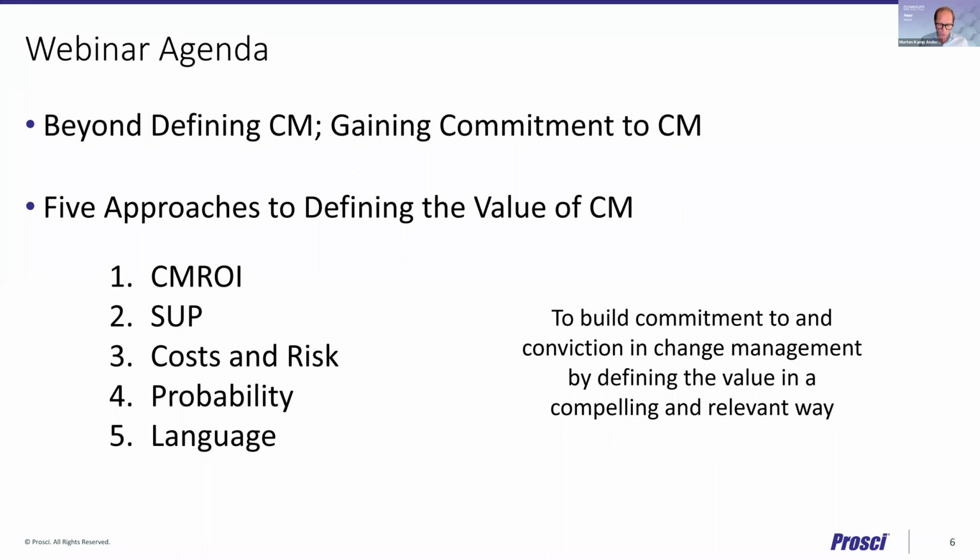We're going to begin by looking at the fact that it's not just about defining the value, but it's really about gaining commitment to change management. We'll start with some thoughts about gaining commitment, and who it is that we're going to get commitment from. Then we will extend that notion and go into 5 different approaches to see how we can build that commitment. We're going to look at return on investment for change management, cost and risks, probability, and language. All of this will unfold, and we will give you some tools on how to do that.